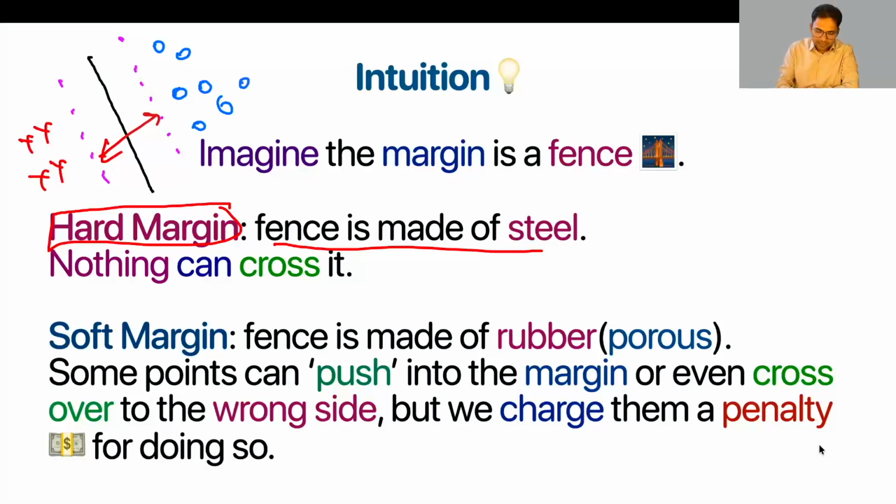It's like a steel fence. Nobody can cross the boundary. You cannot have a red point here or here, so it cannot cross this side. That's the requirement of hard margin.